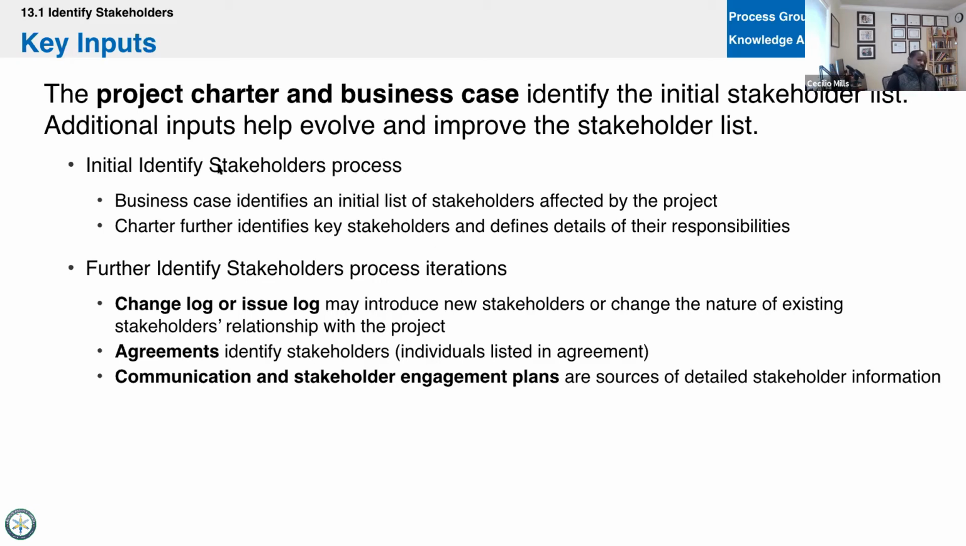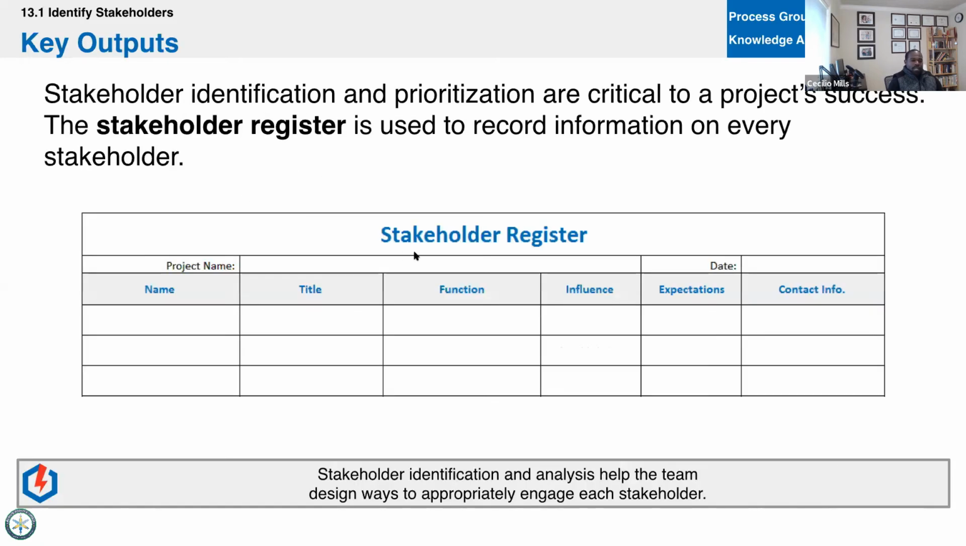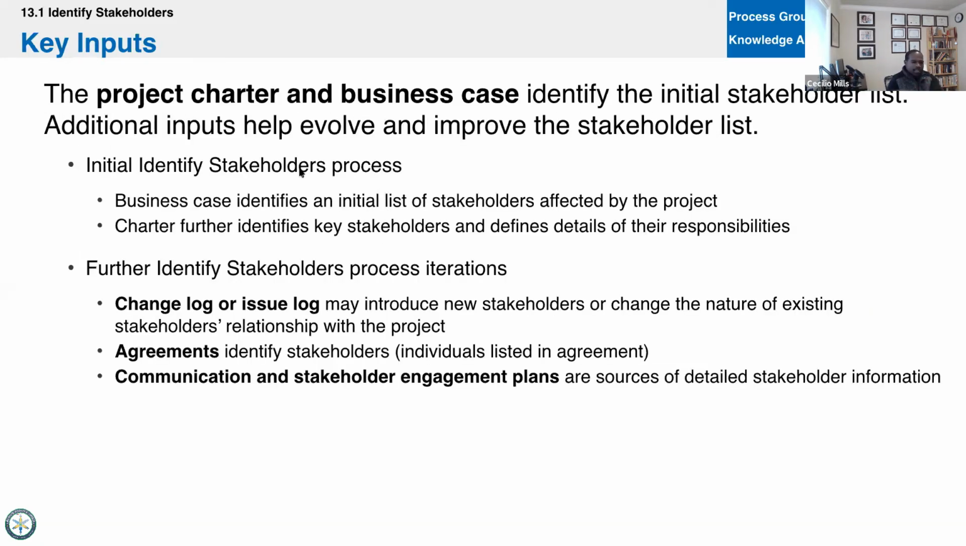All right, so now we're going to deep dive into each of the inputs, right? We talked about the ITTOs. Here's the output, what it looks like. Now let's get into each of the inputs, then tools and techniques and outputs. So the charter and business case give you that initial stakeholder list, right? Because, as you guys mentioned, you may have 7 or 8 key stakeholders that actually sign the charter. So that's your initial stakeholder list. And then additional inputs help evolve and improve the stakeholder list. This goes back to the idea that we are jumping back and forth, because as you plan, it adds in. But initially, the business case is going to give you that list, and you start there. And then you further identify folks as you iterate in your processes, even the first time you do them.